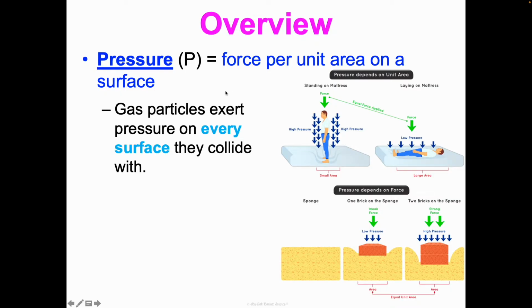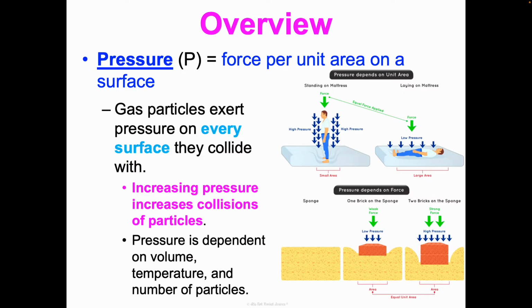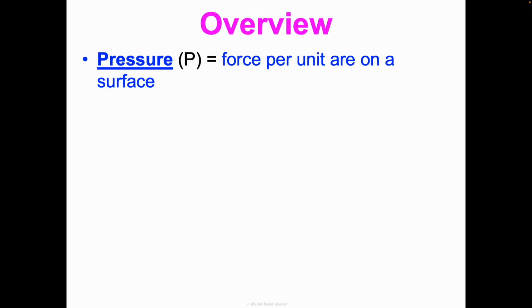Gas particles exert pressure on every surface that they collide with. If you increase pressure, you're increasing the collisions of particles. And pressure is dependent on volume, temperature, and the number of those particles, because the more particles you have, the more that they are going to collide. Now, I'll fix that little typo right there. There are several ways that we can measure pressure.